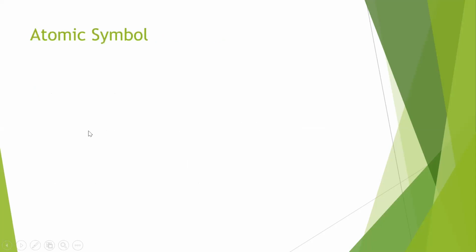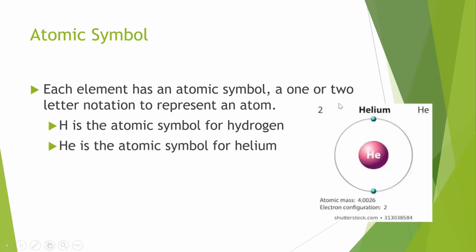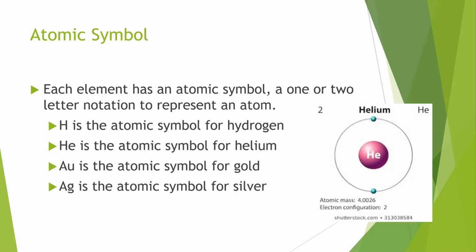So now let's remember the atomic symbol. Each element has an atomic symbol, which is a 1 or 2 letter notation to represent an atom. For example, H is the atomic symbol for hydrogen. He is the atomic symbol for helium. Au is the atomic symbol of gold, and Ag is the atomic symbol of silver. So remember that if it's 2 letters, the second one is always lowercase, and regardless, the first letter is always capital.